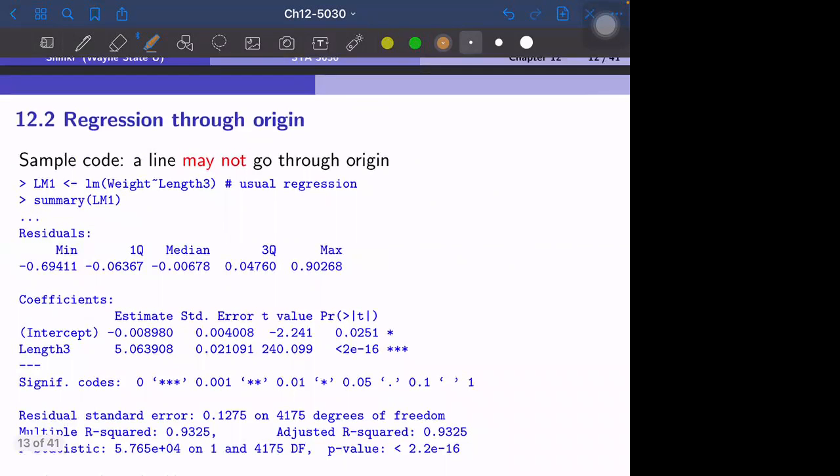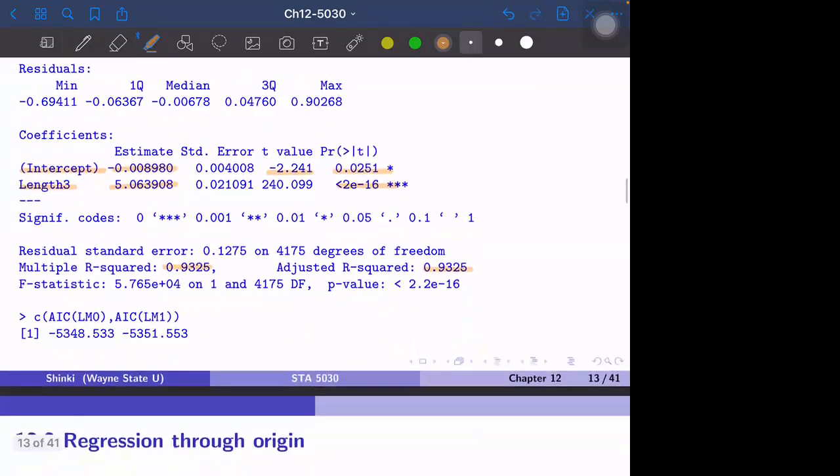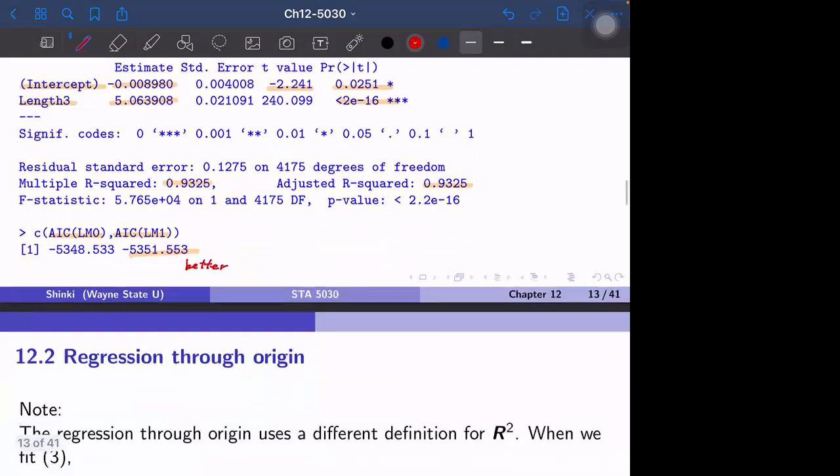And the second is the line that may not go through the origin. So this is the usual linear regression model, and we have intercept and length. And actually, even though the line looks to go through the origin, still the intercept is slightly significant. So t-value -2.2, p-value 0.02. And of course, the length is still a very important variable. And the multiple R squared, adjusted R squared, 0.9325. Adjusted R squared looks smaller for LM2, but actually the AIC is better for this second model, because AIC is smaller, smaller is better.